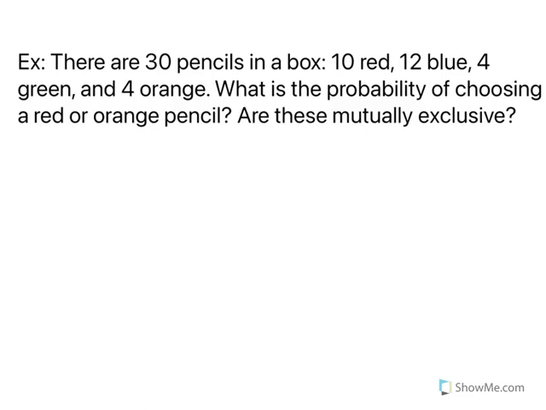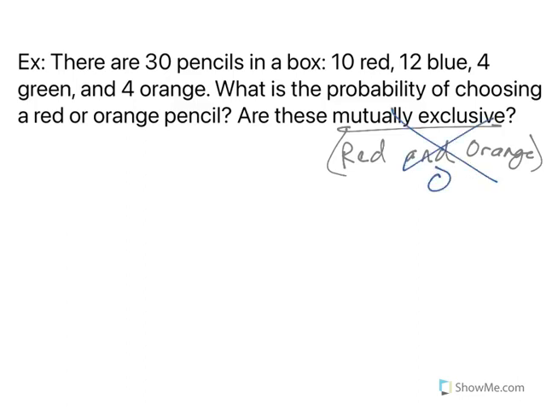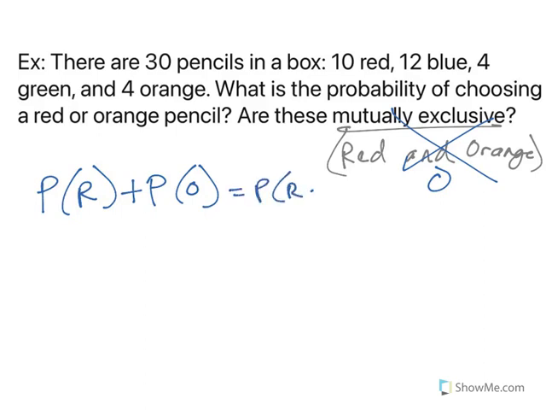To think about mutually exclusive, we're looking, do they share a common element? Well, if I'm only picking one pencil, I cannot pick red and orange. Can we pick red and orange at the same time if I'm only picking one? And the answer is no. Red and orange would be a 0. So that means we are finding the probability of red plus the probability of orange, and that gives me the probability of red or orange.